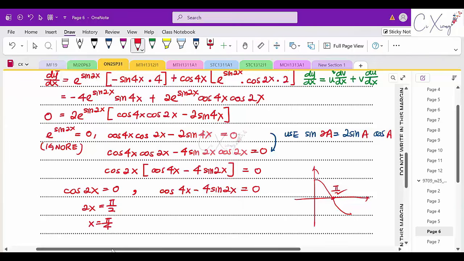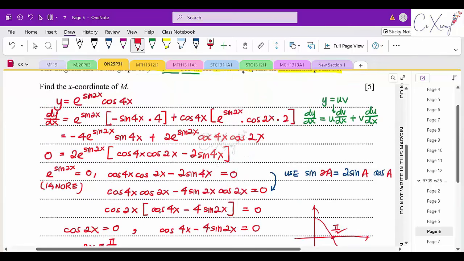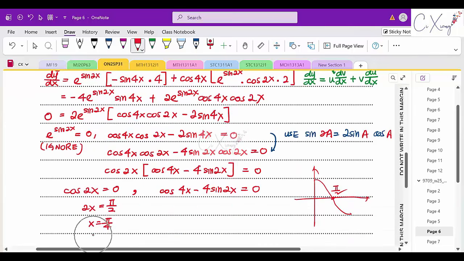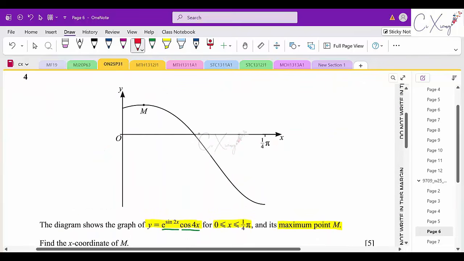Okay, should I accept this as the final answer for the coordinate of x? If you are not so sure, let's have a look here. x is equal to pi over 4. Let's have a look at the diagram here. Where is the pi over 4?